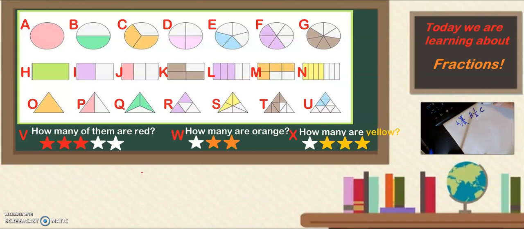So then I go to C. It's the orange part. How much of it is orange? Well, there's 3. The denominator is going to be 3. There's 3 equal parts. And how much of it is colored? So you're going to fill that in. You're going to do that for all the letters.